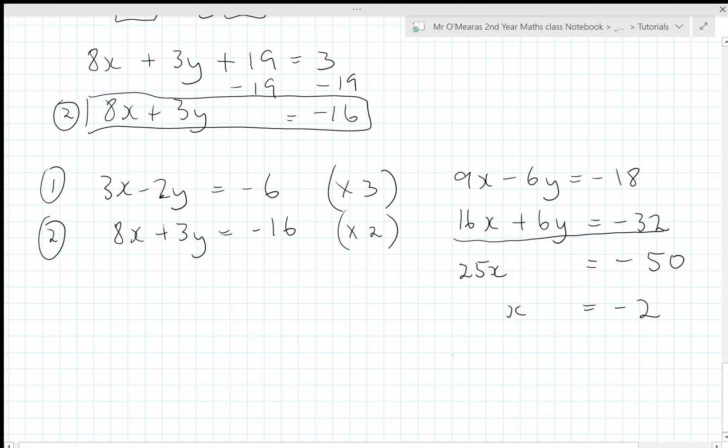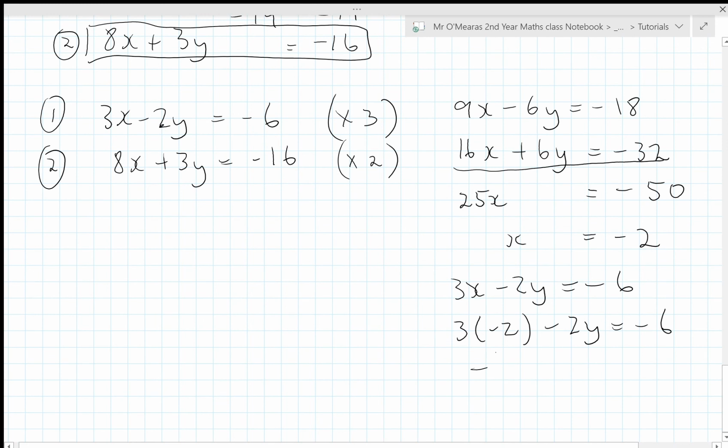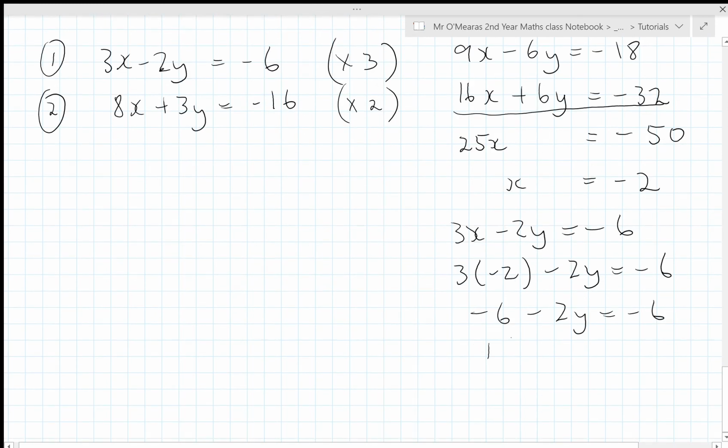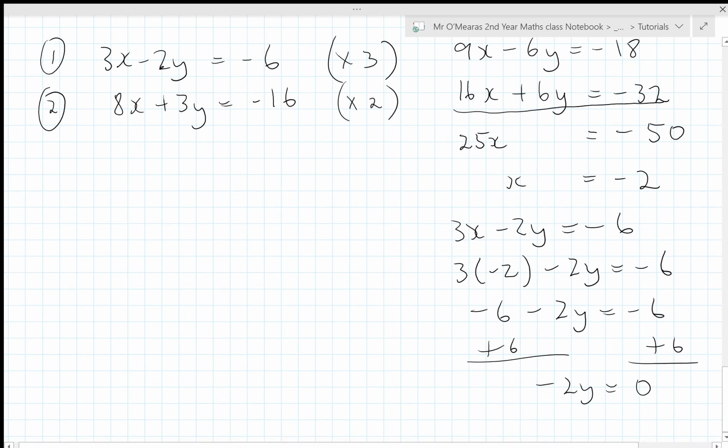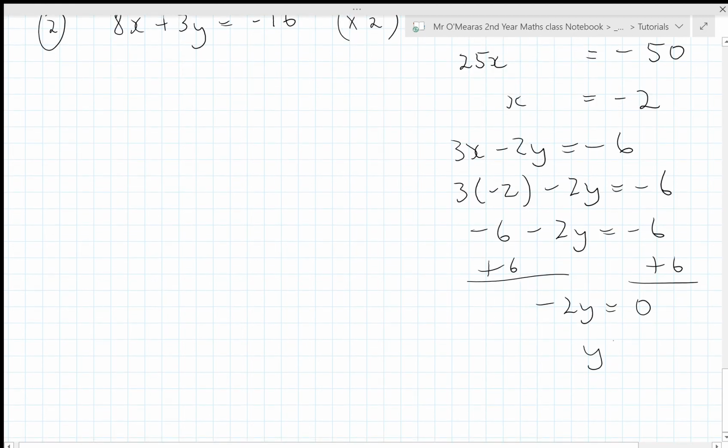Okay, so we can just take the one that we just worked out there. 3x minus 2y equals minus 6. So 3 times minus 2 minus 2y equals minus 6. Minus 6 minus 2y equals minus 6. We're adding 6 to both sides. That leaves minus 2y equals 0. So dividing both sides by minus 2, we get y equals 0. So our final answer is minus 2, 0.